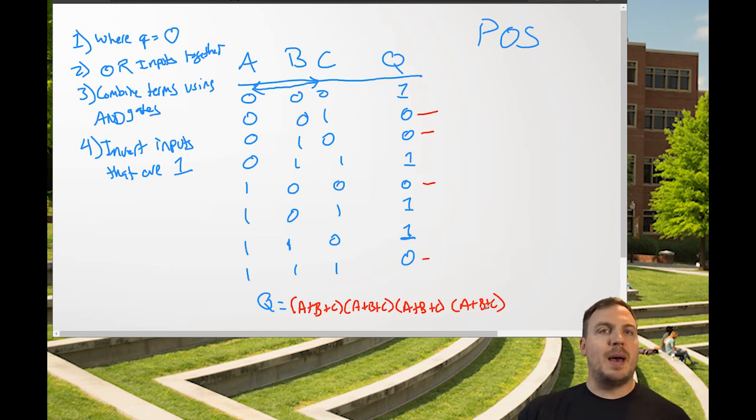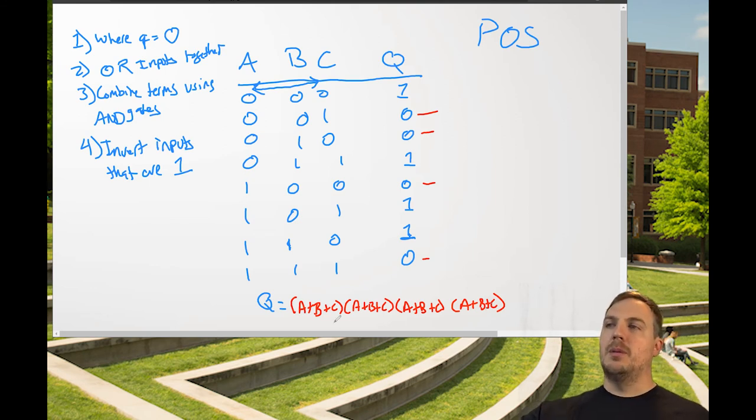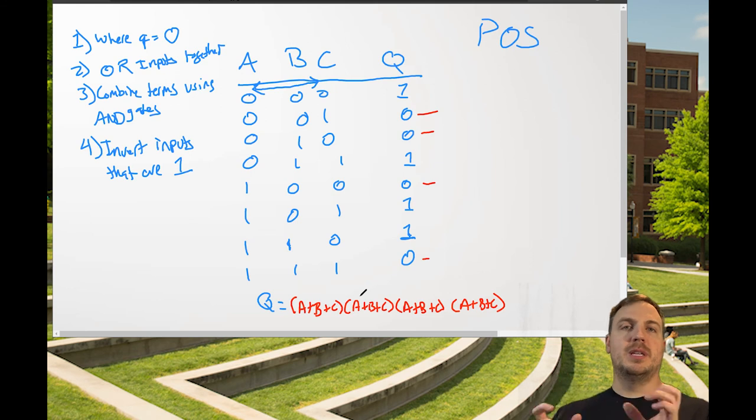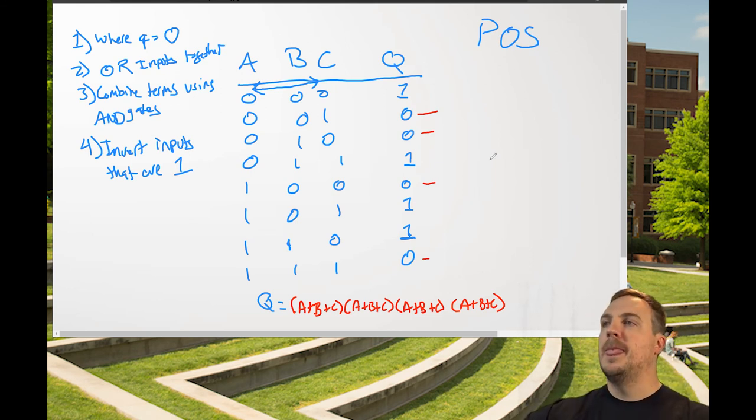Okay, so let's check back at our checklist. We looked at where Q is equal to 0, so we see that. We OR the inputs together. If you can see what's inside the parentheses, we added the inputs together. That's our OR gates. And then we combine the terms using AND gates. I can put a little multiplication in between, but if we have 2 parentheses butted up against each other, it assumes the product, it assumes multiplication. Now we're going to invert the inputs that are 1.